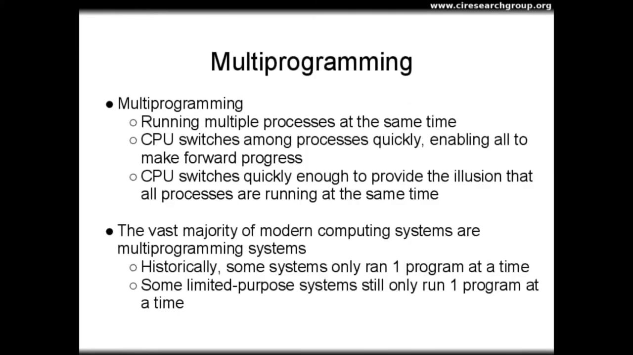The first concept to introduce is multiprogramming. Multiprogramming is simply the idea that we can run multiple processes, or multiple instances of potentially several programs, at the same time. We can do this by having the CPU switch quickly among the different processes, enabling all of them to make forward progress per unit of human perceivable time. The CPU will switch quickly enough to provide the illusion that all the processes are running at the same time, even if we only have one processor core.